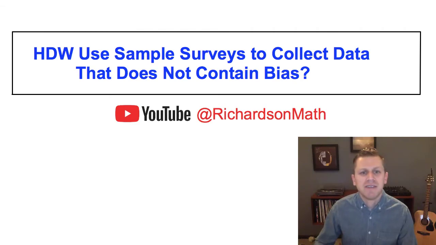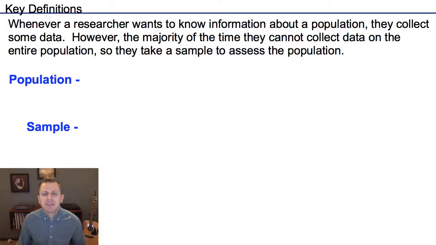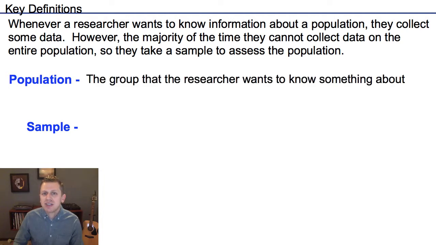Let's jump into some definitions. So the first thing you need to know is whenever we conduct a survey, we're always trying to find information about an entire population of people. And now when I say population, I'm not just talking about everyone in the world, but I'm talking about a certain group of people. However, the majority of the time that we're doing one of these surveys, it's impossible to collect data on everyone. So we just look at a smaller, what we're going to call sample, to judge the population. So the first thing you should know is the definition of population, and that's just the group that the researcher wants to know something about.